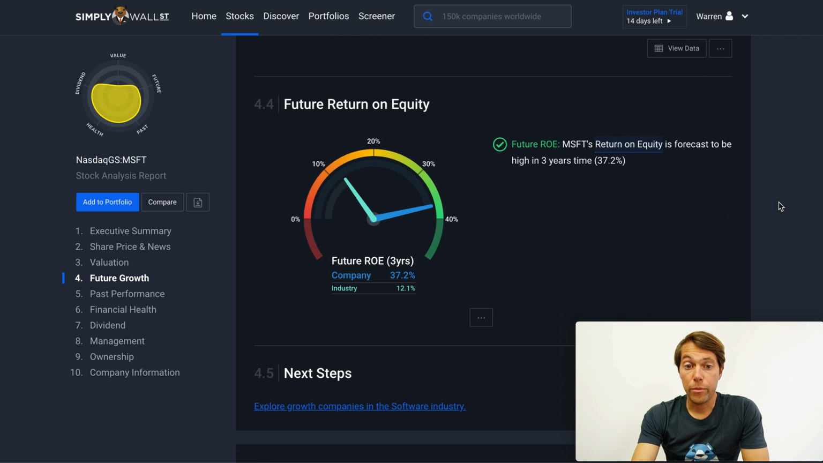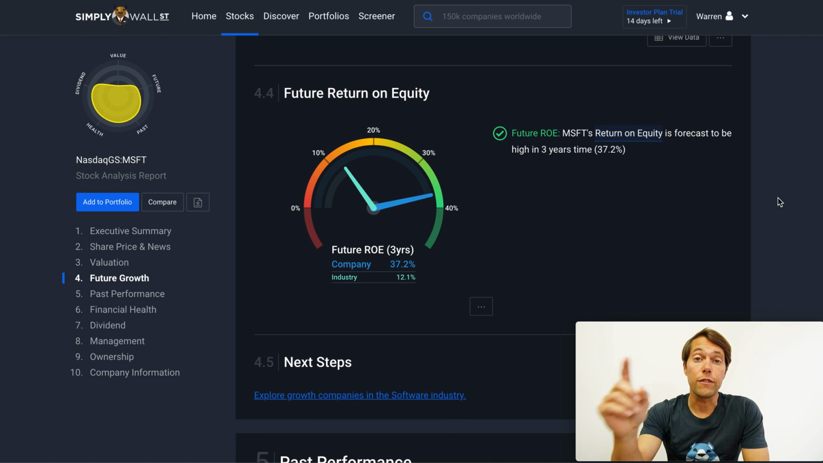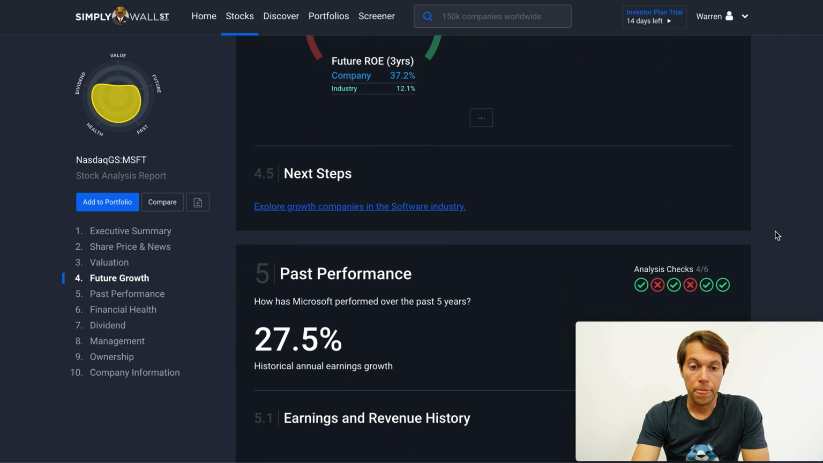Final part of this section, we have the analysts who actually submit forecasts of return on equity. Return on equity is a great metric to use in your investing in the future. So we're looking at return on equity in 3 years' time. And separately in a bit, we'll look at return on equity, what it is at the moment. And that's really powerful to look at as well. So 37.2% return on equity, that's very healthy.